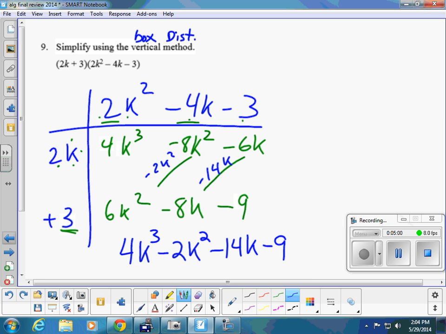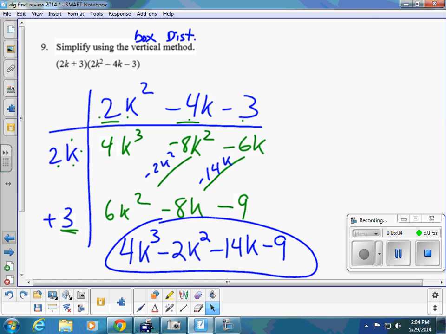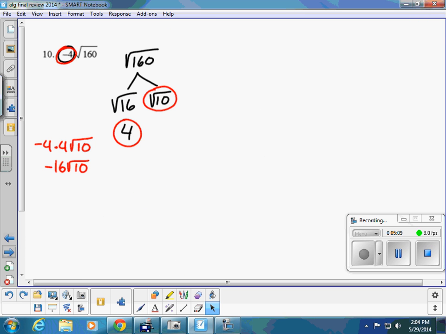And we have the negative 9 at the end. So that is your final answer. Again, don't be afraid of the vertical method. It just means to distribute it, or use the box method. Number 10, this is the solution and how you do number 10.